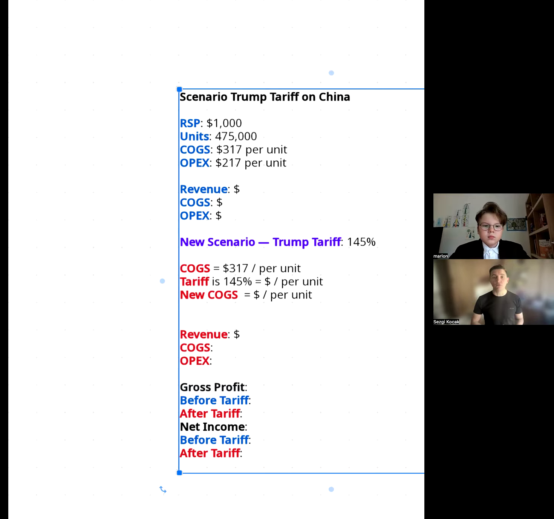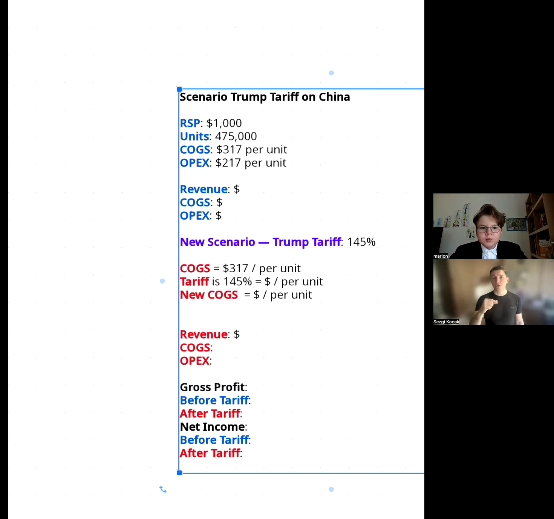What does RSP stand for? RSP stands for retail selling price. Correct. And this product is selling around about 475,000 units in a calendar year. It has a COGS of $317 per unit. What does COGS stand for? COGS stands for cost of goods sold.